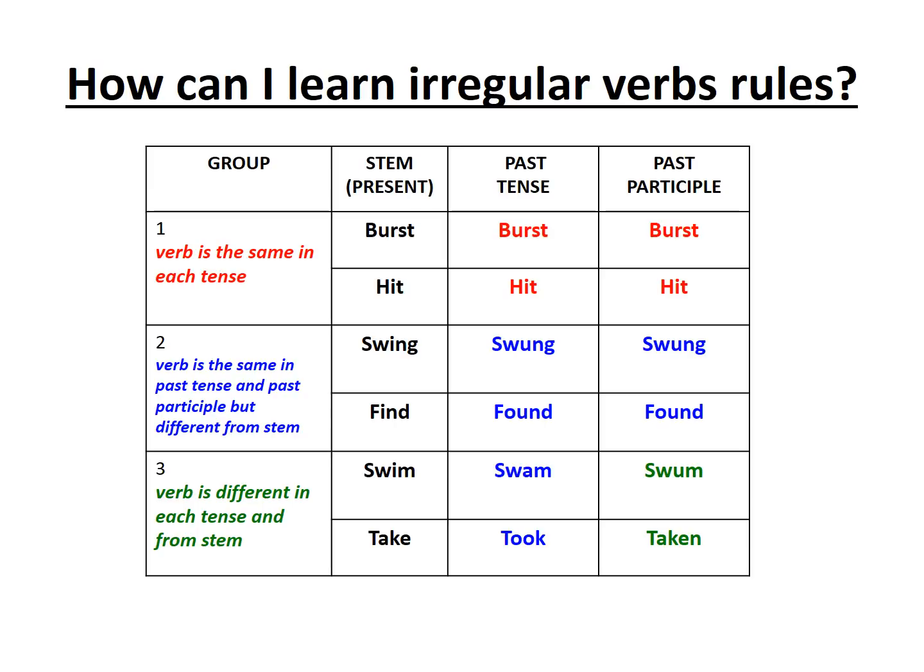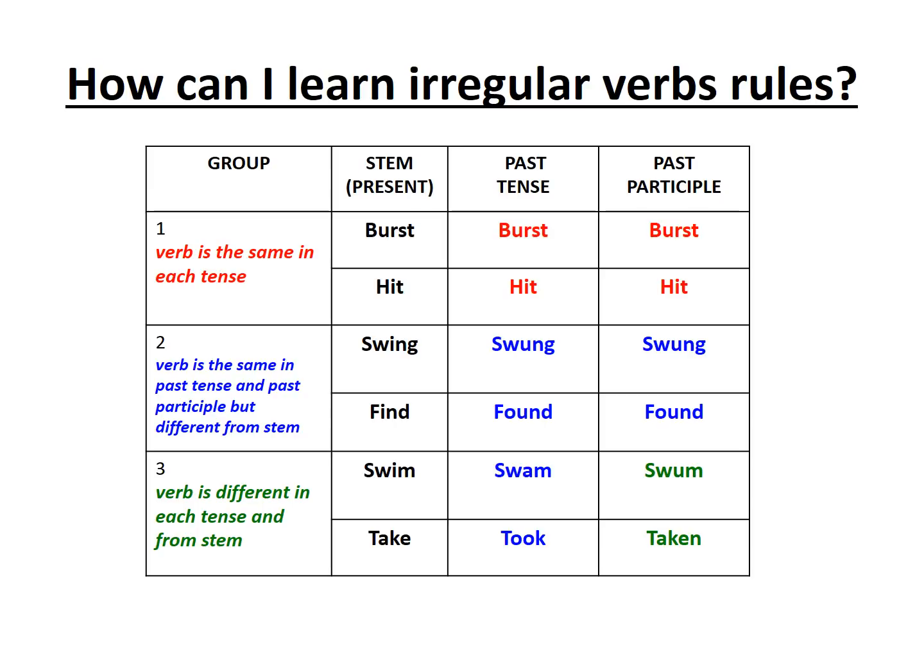In this instance, the first column of our exploration is the stem, and for each of our examples across all 3 groups, this is the same as the present tense. So if I burst the bubble, that's present tense. But if I did burst the bubble, that's past tense. It's the same. The same is true of hit. I hit the ball. I had hit the ball. These are important, but they're the same in each tense.